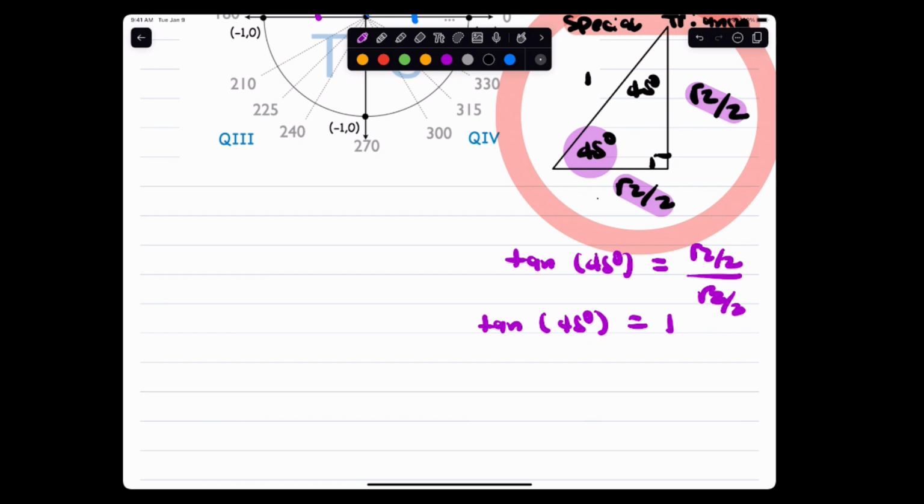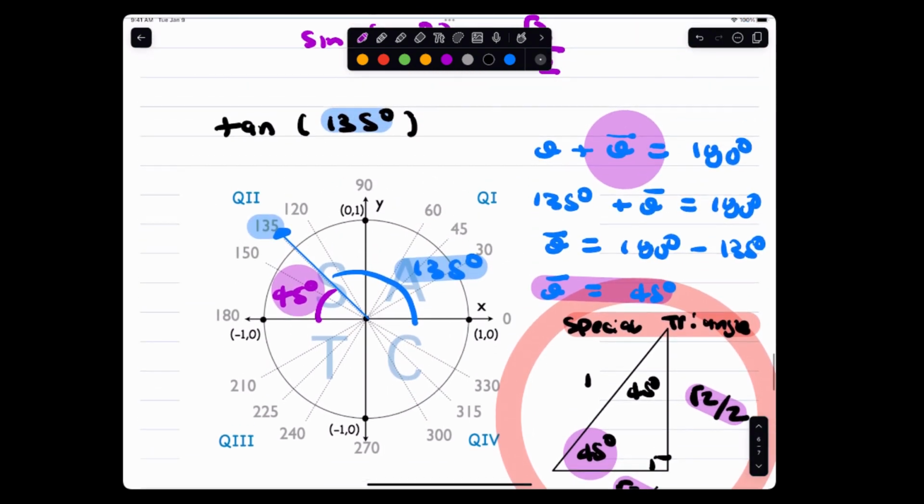Okay, now you're not done. You say, why aren't I done? Because what quadrant is this in? All students take what? Oh, it's already there. Sorry.